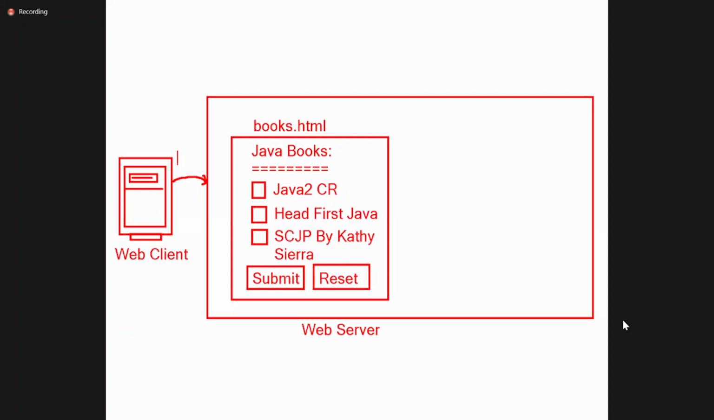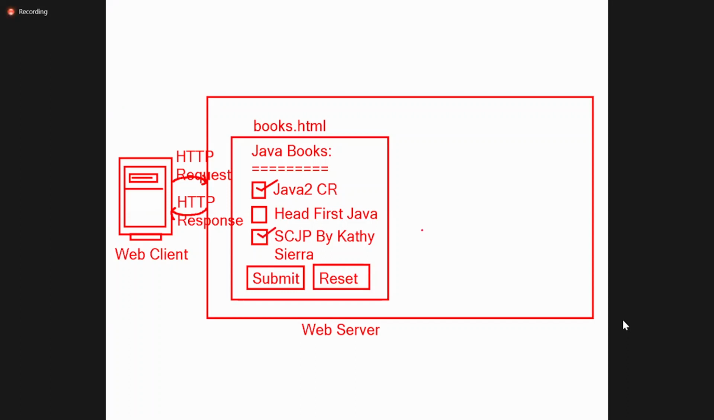That is the HTTP request. Server to client, the response comes. It is the HTTP response. From the client system, you'll send the request to this program, and this program's output comes. You'll select two books, suppose. Java 2 Complete Reference selected, SCJP by Kathy Sierra selected.